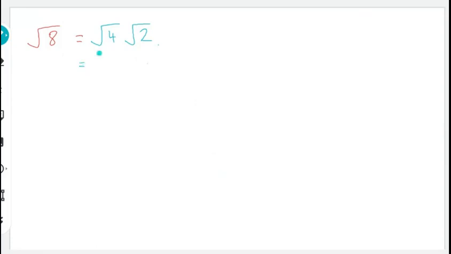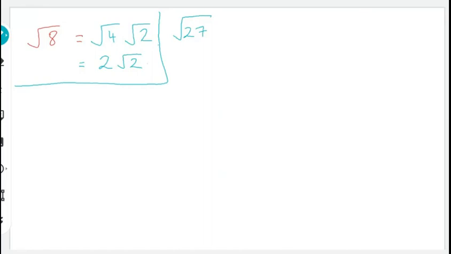Then, the square root of 4, what is the square root of 4? 2. Right, so you can write that as 2 times the square root of 2. The square root of 8 is the same thing as 2 times the square root of 2. So, using that same kind of logic, how might we simplify the square root of 27? The square root of 9 times the square root of 3, which is 3 times the square root of 3.